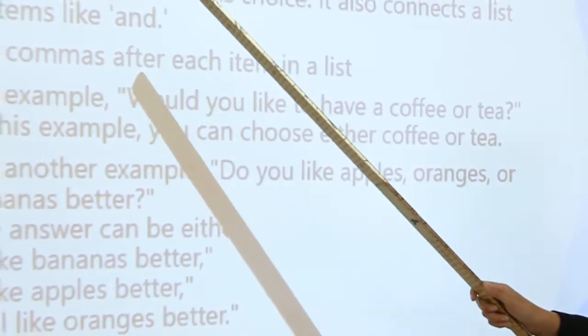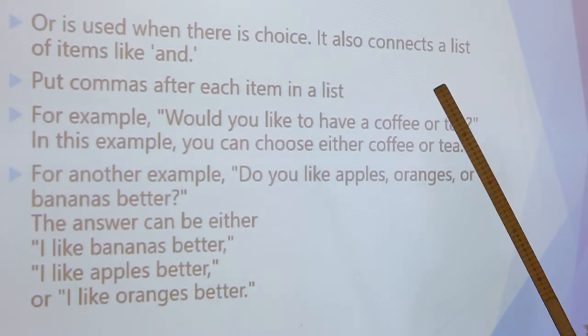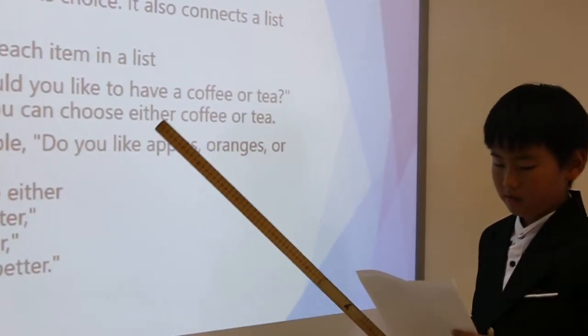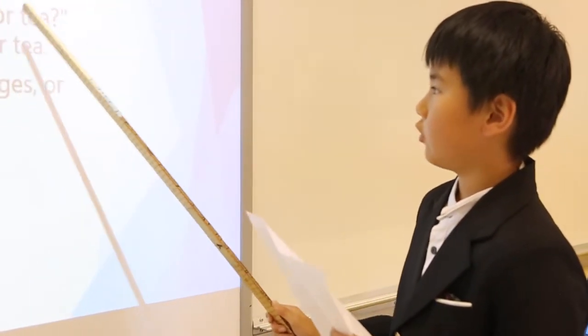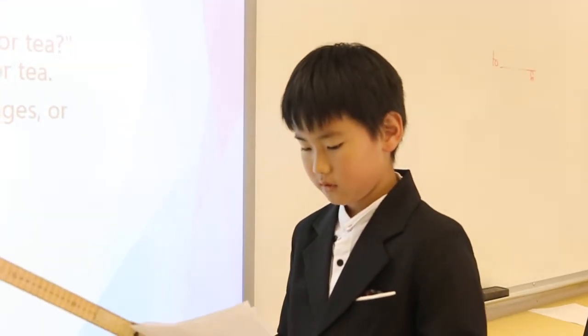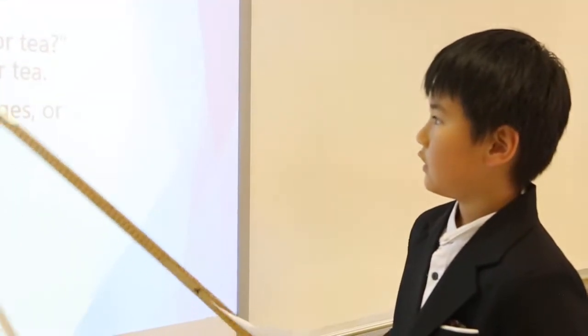Or is used when there is a choice. It also connects a list of items like and, using commas after each item. I will give you an example. Would you like to have a coffee or tea? In this example, you can choose either coffee or tea. For another example, do you like apples, oranges, or bananas better? The answer can be either I like bananas better, I like apples better, or I like oranges better.